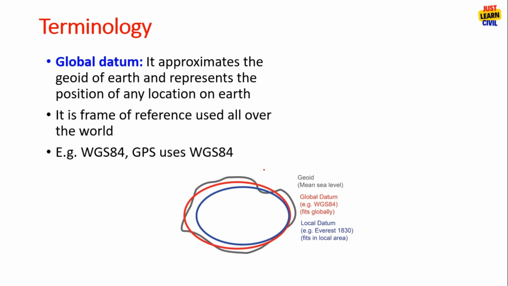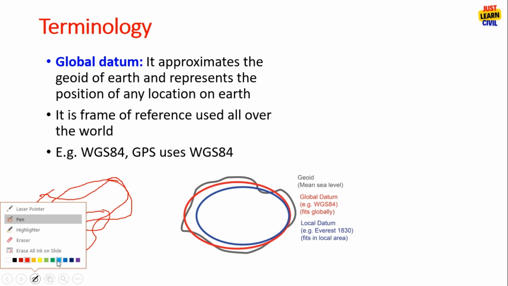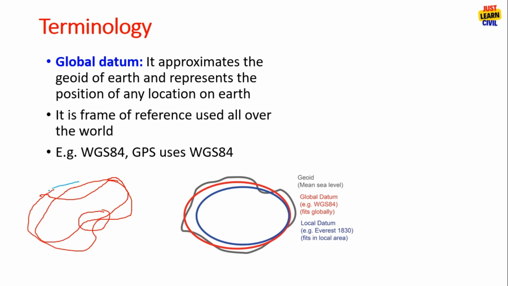We have two types of datum. One is global datum, another is local datum. If this is the geoid, then local datum means suppose a country lies here, then the ellipsoid is drawn such that the country fits only this location, then that is local datum. But if the ellipsoid is drawn so that it fits all the Earth, then it is global datum.